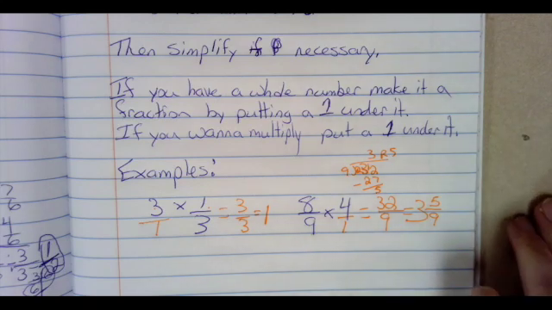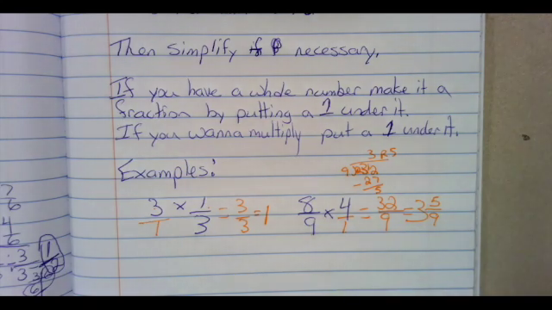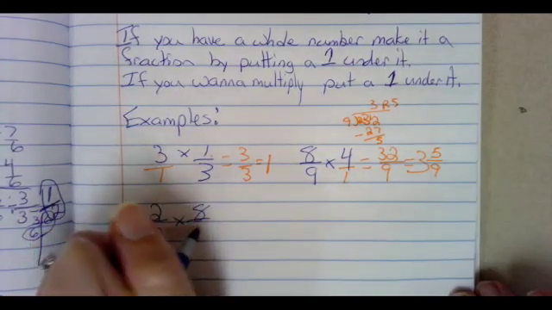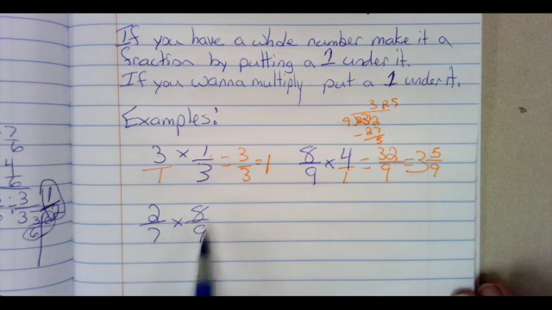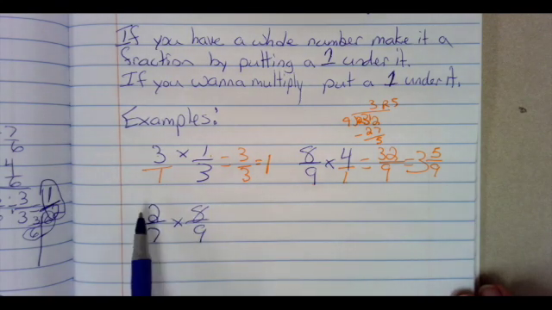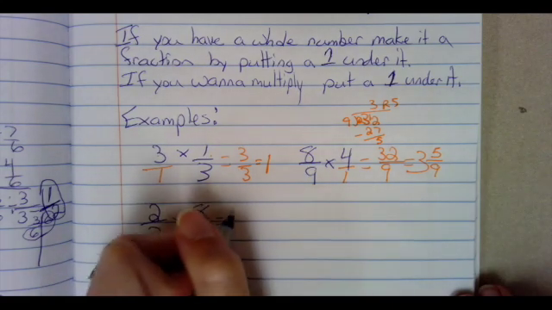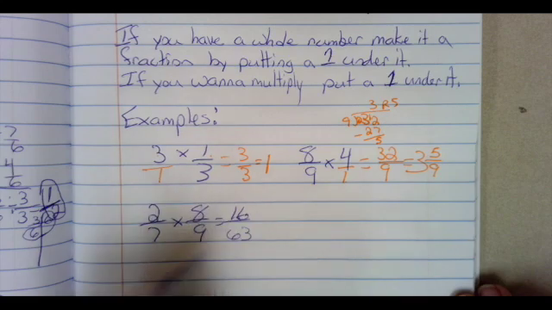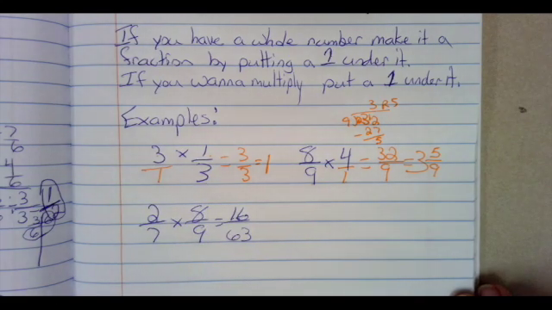You should like multiplication a lot more than addition and subtraction because there's no finding a common denominator. You just simply multiply straight across. One more example we're going to do. 2/7 times 8/9. I don't need to put a 1 under anything because I don't have a whole number, so I just go straight across. 2 times 8 is 16. 7 times 9 is 63. And I cannot simplify that.